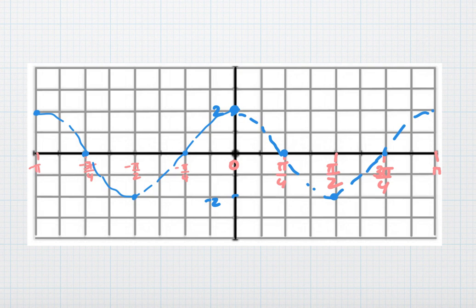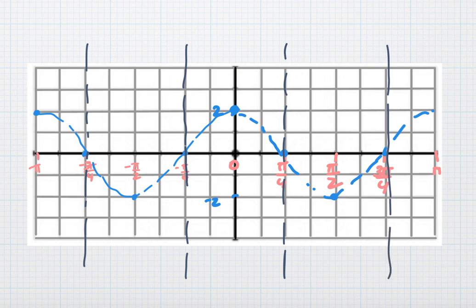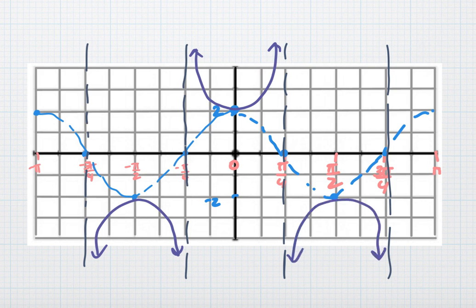Everywhere there's an x, I'm going to draw an asymptote. I'm sorry, everywhere x is 0. I mean, y is 0. I'm going to draw an asymptote. And then everywhere there's a peak or a max, I'm going to draw a parabola pointing up. Everywhere there's a min, I'm going to draw a parabola pointing down. So the only thing, if you had graphed this on a graphing utility, the only thing you would see are those 3 curves.